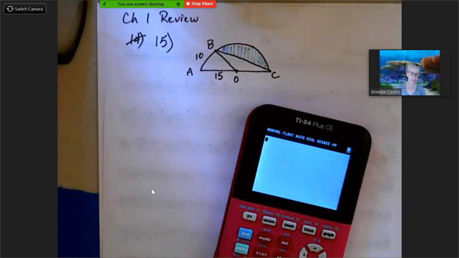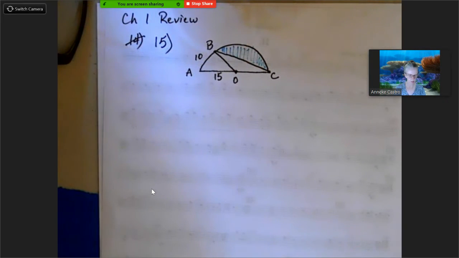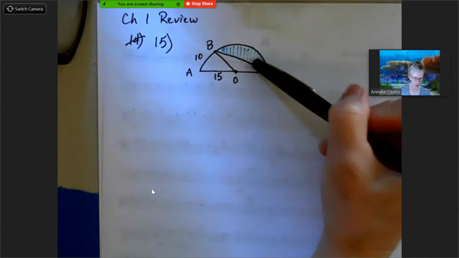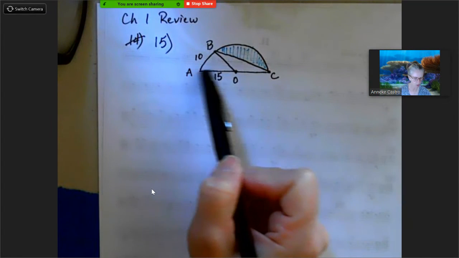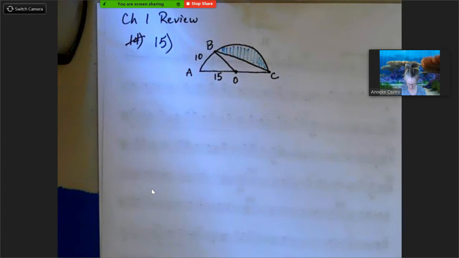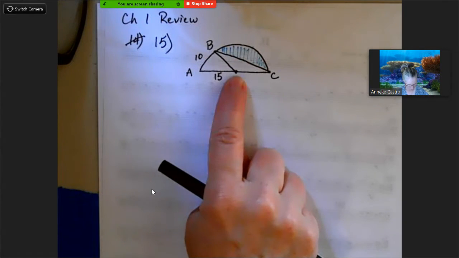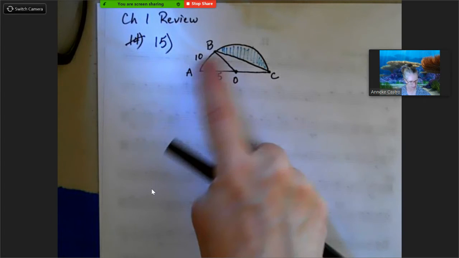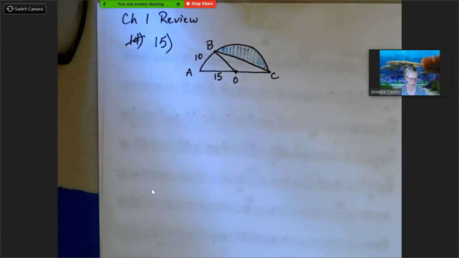Okay, Cappuccino, let's see if I can explain problem 15 on chapter 1 review without taking an hour. It's kind of a complicated problem. So the first question they ask is, what is the area of this shaded region? And they tell you the radius of the circle is 15, and they tell you that this arc length is 10. So they don't say it in those words, but that's the information that they give you. They say that AO is 15, and they say arc AB is 10, and these are all centimeters.